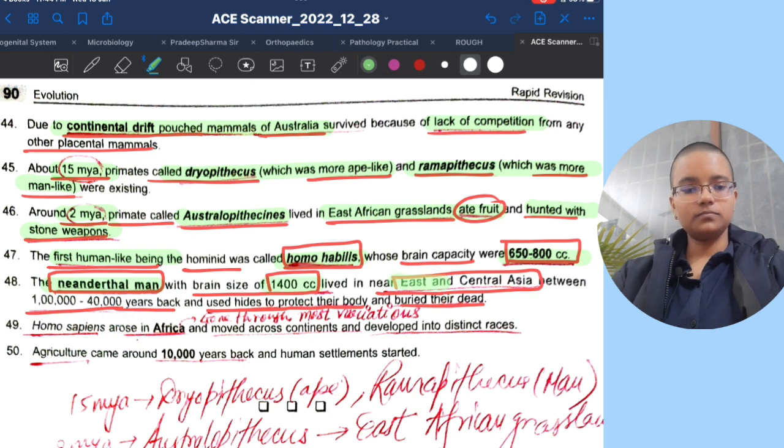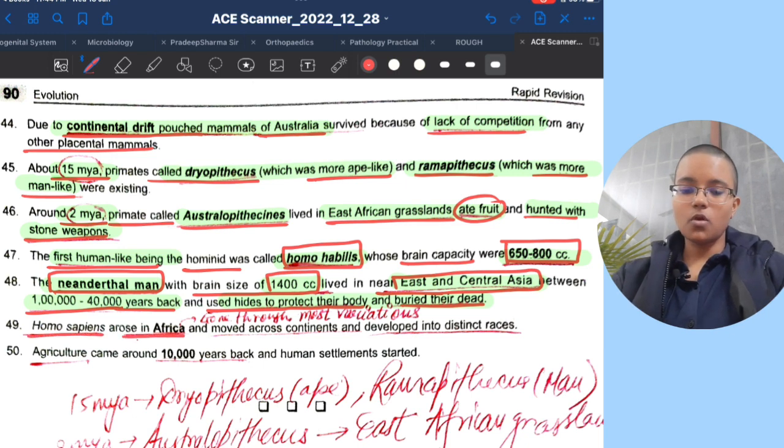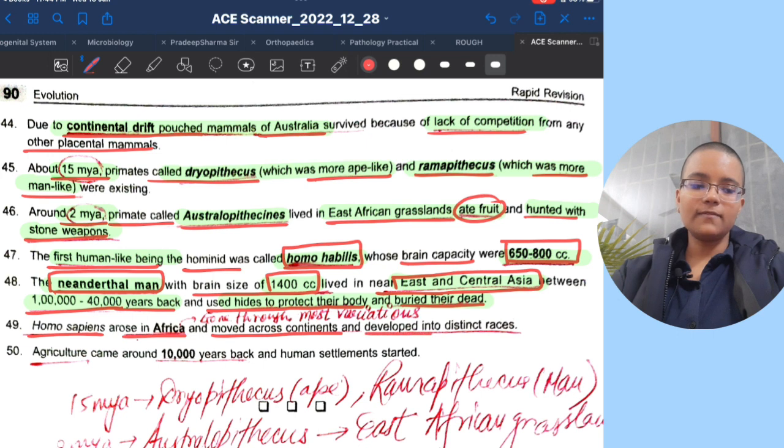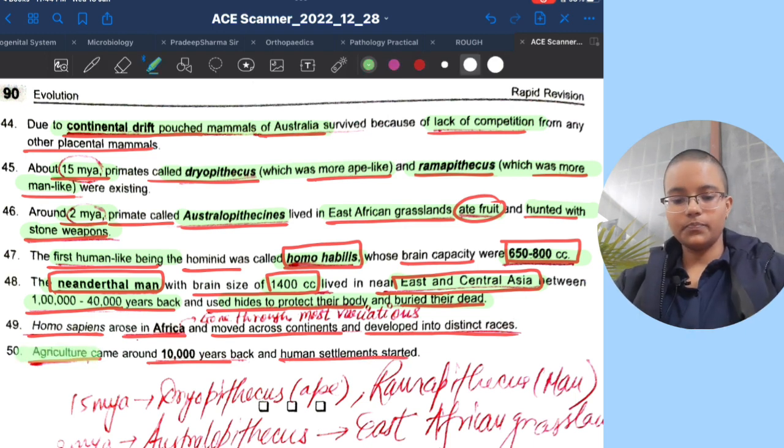The Neanderthal man, with a brain size of 1400 cc, lived in East and Central Asia between 1 lakh and 40,000 years back, used hides to protect their body and buried their dead. Homo sapiens arose in Africa, moved across continents and developed into distinct races. Agriculture came around 10,000 years back and human settlement started.